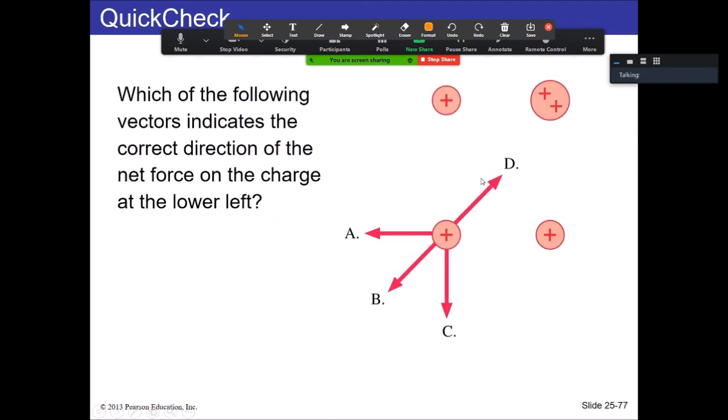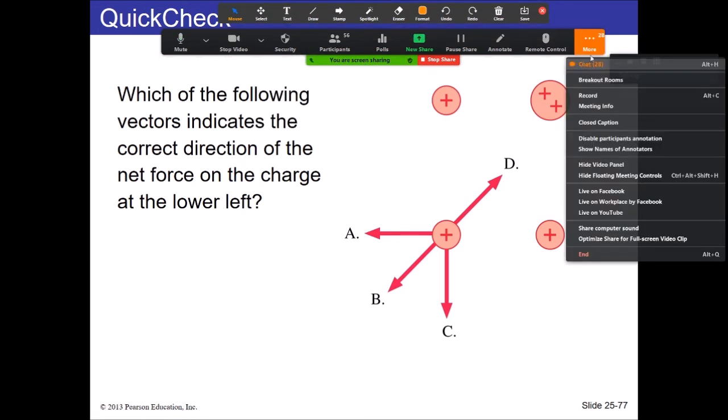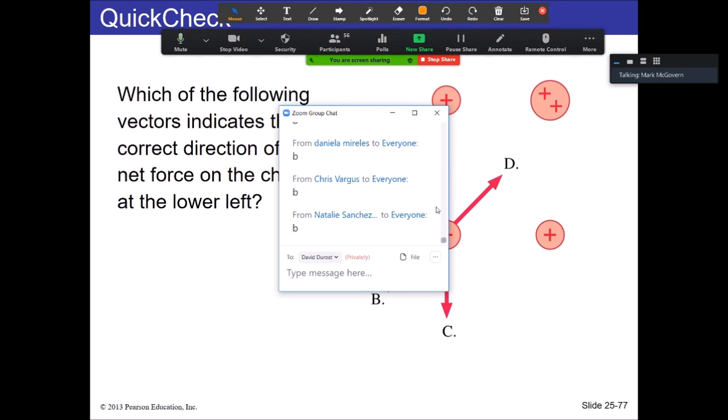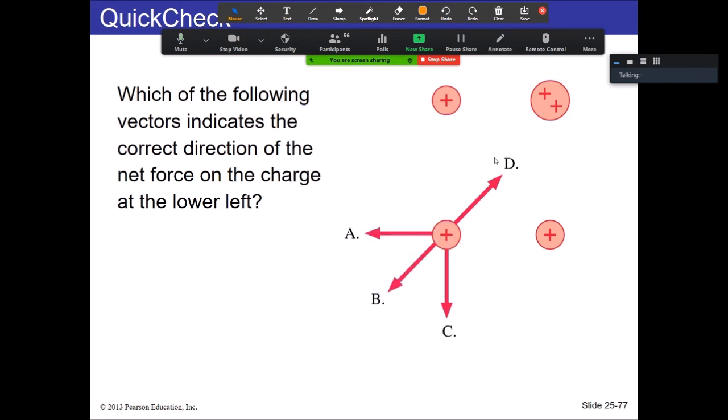Okay, a couple of questions, and then I've got one more example to do. Which of the following vectors indicates the correct direction of the net force on the charge at the lower left? We've got 3 charges here, with a positive charge up and to the right. We want to figure out the net force, the combination of all these. I'm going to step away for 1 minute because the answer is B. That's right, it's B. Why?